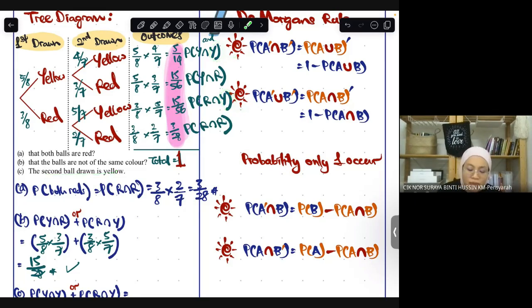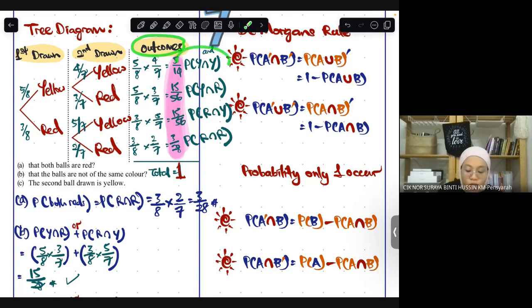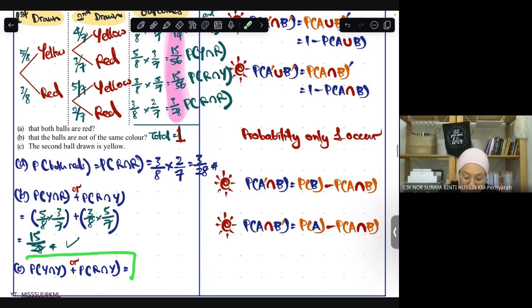So sangatlah penting untuk dalam tree diagram ni you keluarkan outcome you dahulu. So itulah cara menulis dia. So the second ball drawn is yellow means it can be yellow first and then yellow, and then it can be red first and then yellow. So dah faham konsep ini? Dah faham macam mana nak keluarkan outcome?